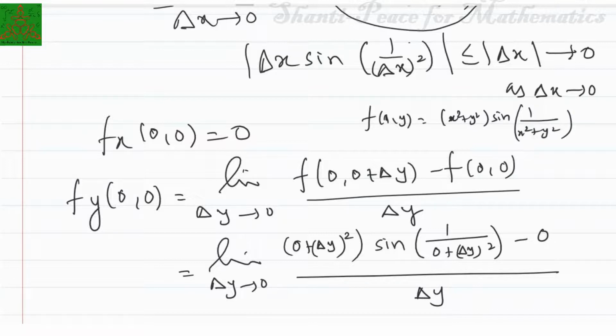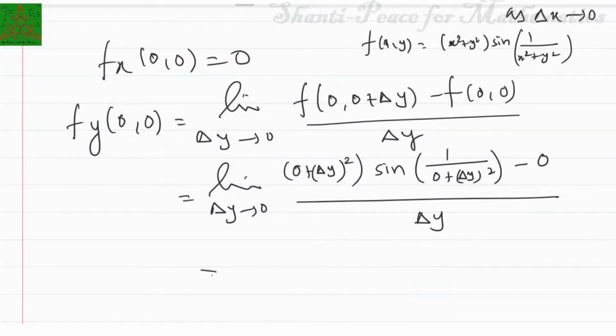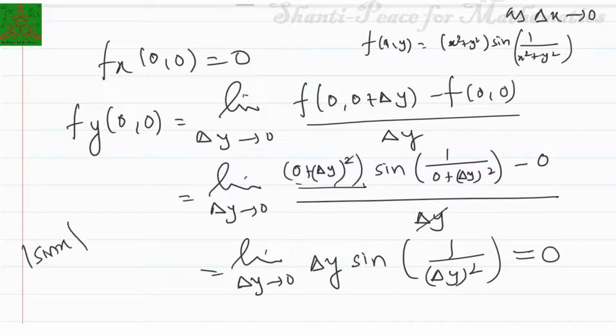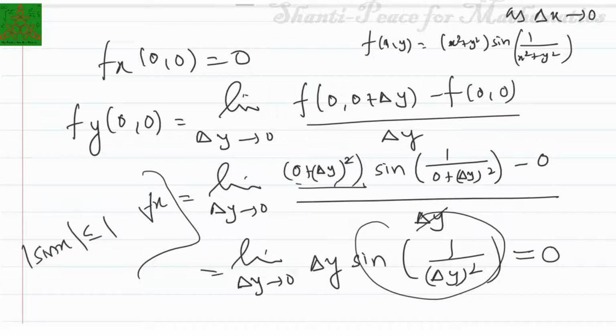So due to that, this gives you the limit as delta y tends to 0. This is 0 plus delta y square, so it is delta y square actually. So one delta y is cancelled with this, and we will have delta y into sine 1 upon delta y square. But as I gave you above, the same argument gives you that this is 0, because mod of sine x is always less than or equal to 1 for any x. So this is a bounded function, and that limit will be 0. That means we can say fy at (0, 0) is also 0.